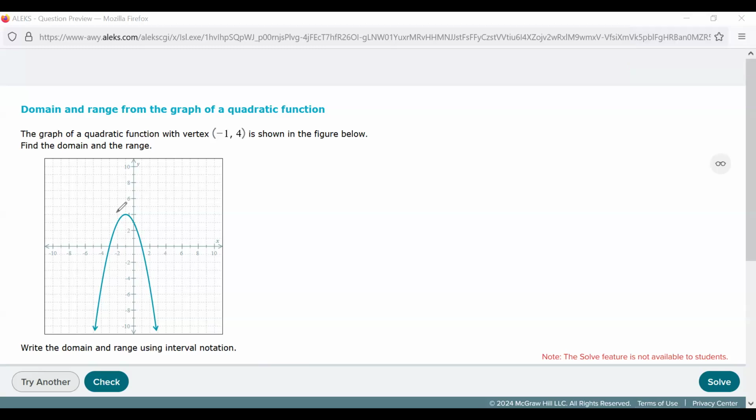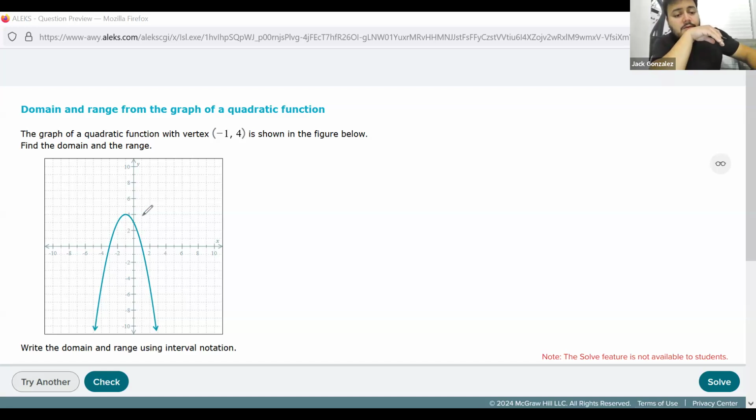Isn't it the y? Yeah, it's gonna be the y values. What's the lowest y value? 4. Domain, range. But it keeps going forever downward. So all the y's are included in the negative direction. So the lowest y would be negative infinity because it never stops anywhere.